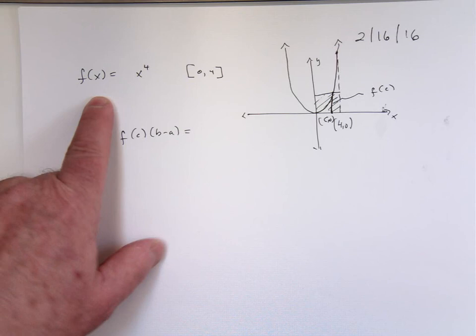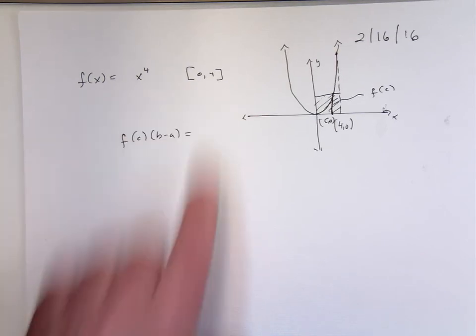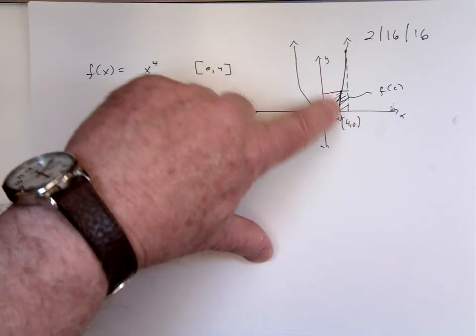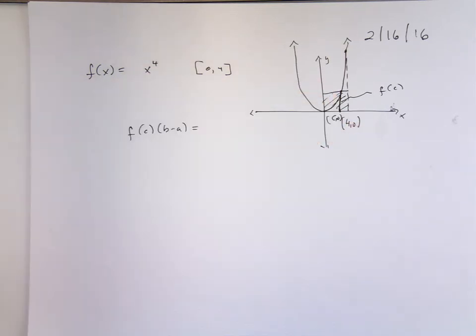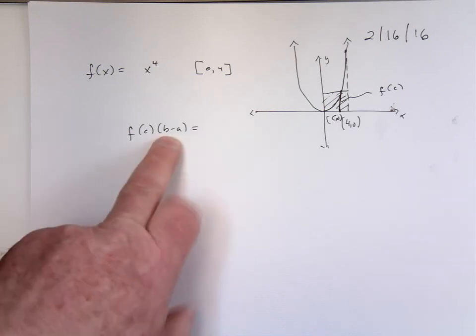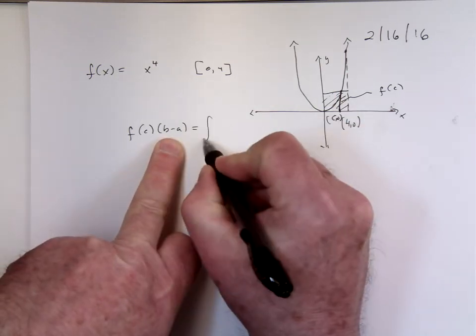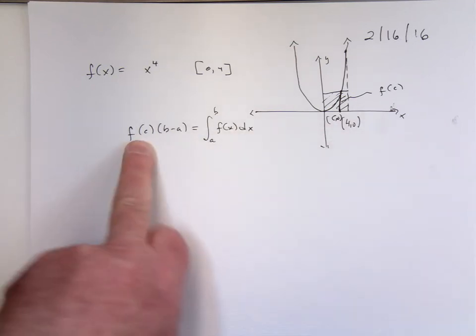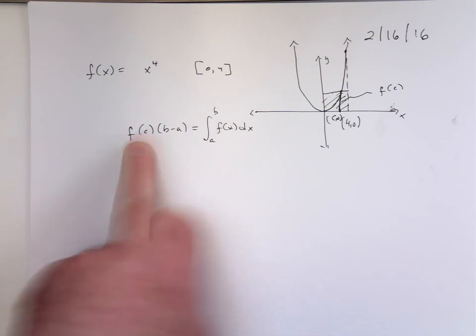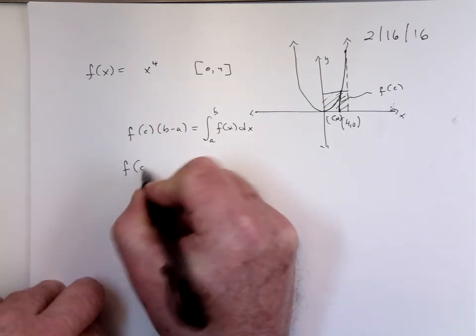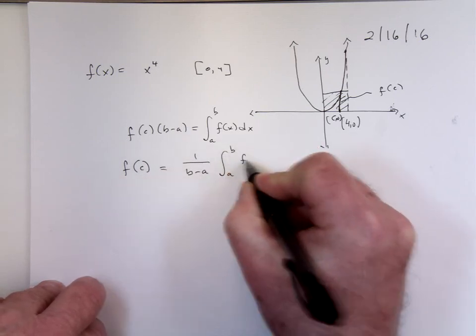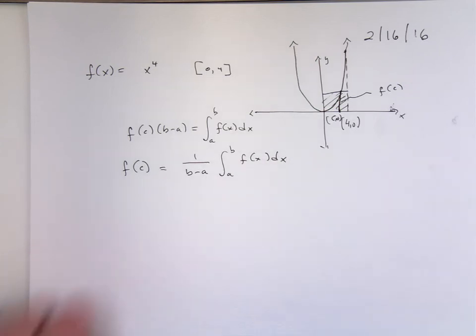Here's the problem. The function is x to the fourth, and the interval is 0, 4. We're going to find that c value in that interval such that f of c, this height, which is the average value of the function over that interval, times b minus a is equal to the area under the curve. And we're going to try to find that c value which makes this true. Well, let's do it.